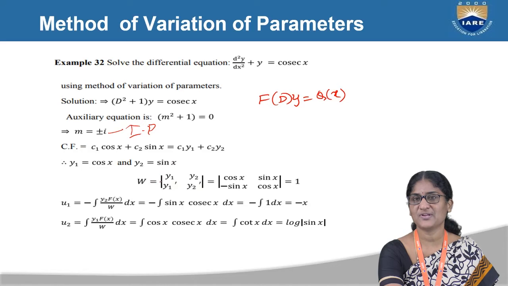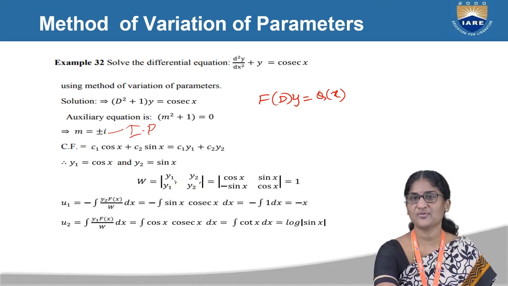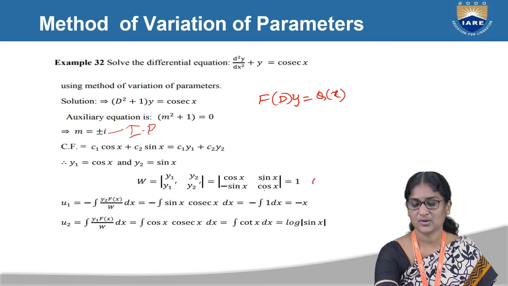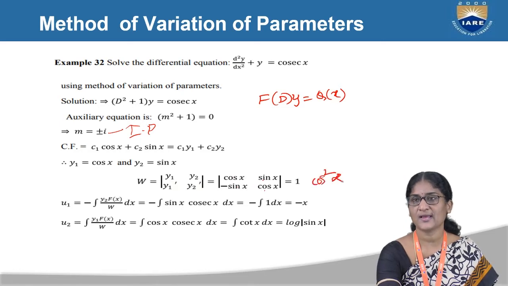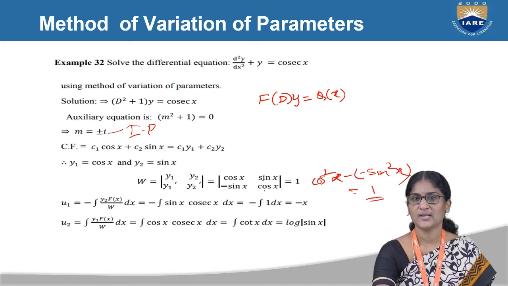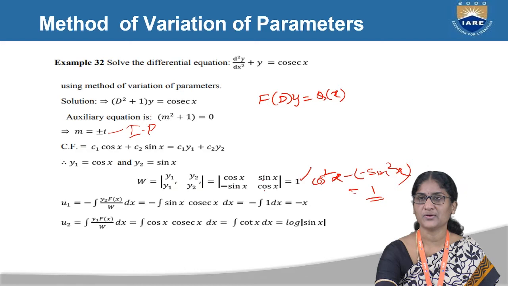Then the next step of the method of variation of parameters is we have to find out the Wronskian. The Wronskian is given by the matrix determinant of y1, y2, y1 dash and y2 dash. And y1 is cos x and y2 is sin x, and y1 dash is minus sin x and y2 dash is cos x. The determinant is nothing but cos square x minus of minus sin square x. So this is nothing but cos square x plus sin square x, which is always equal to 1. So I got 1 as the Wronskian value.